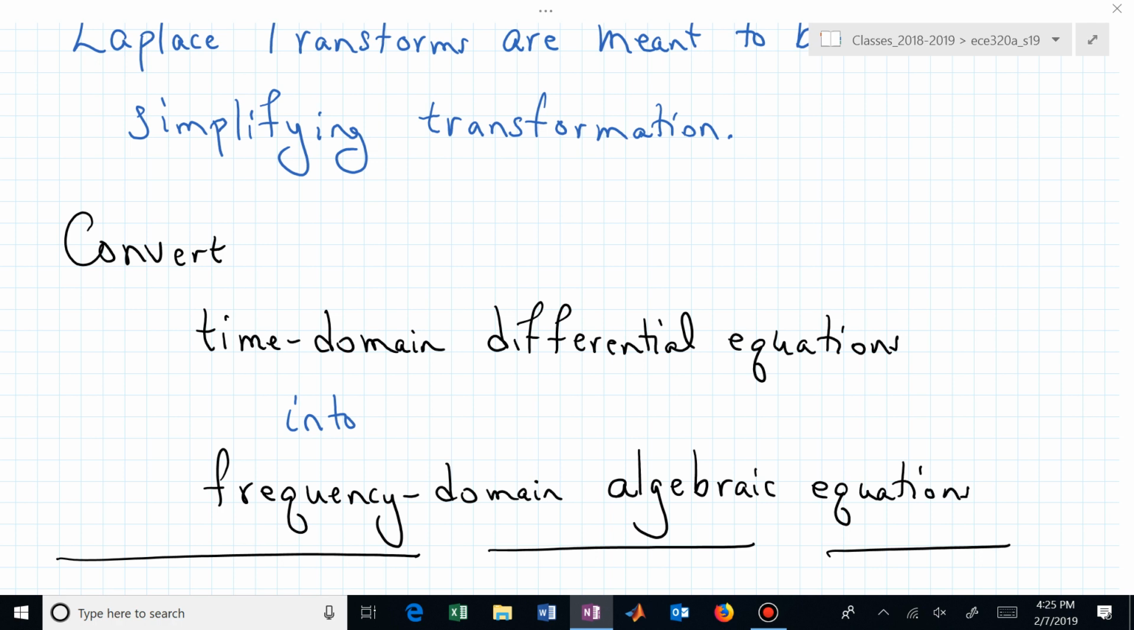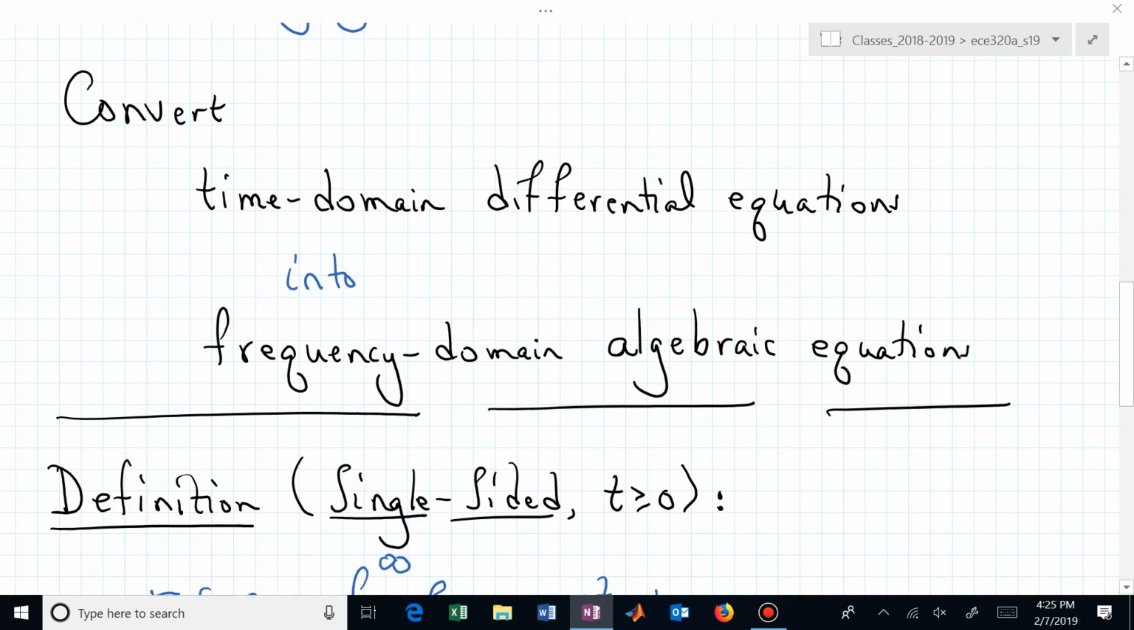That's what they pay you for when you come out and say, I'm an electrical and computer engineer, and they'll go, wow, you know how to work in both domains, time domain and frequency domain. You now want to be able to do that.